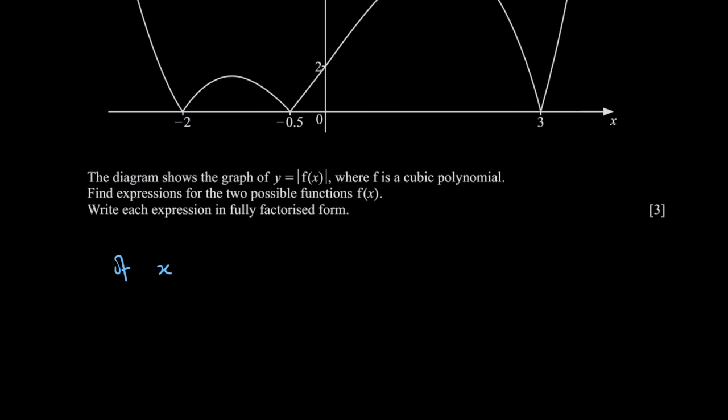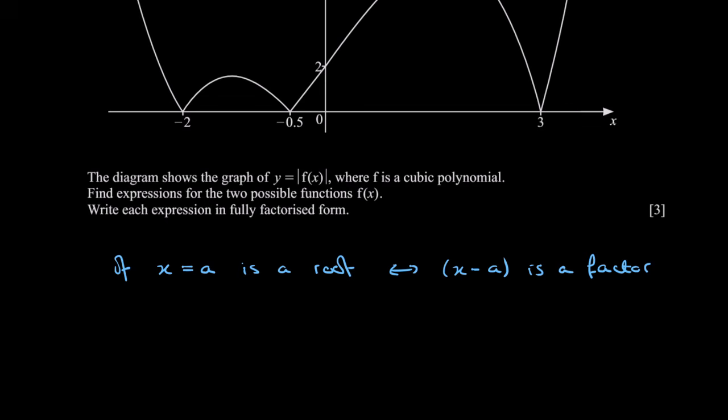If x equals a is a root, right, then what does that mean? It means that x minus a is a factor, right? So, for example, if 5 is a root of a polynomial, x minus 5 is a factor. And if 7 is a root, then x minus 7 is a factor.